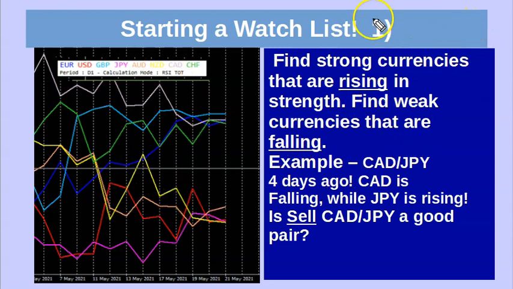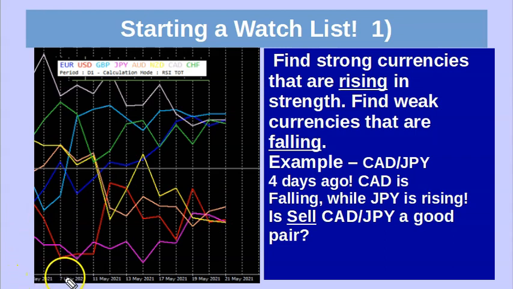Okay, so the very first thing you can do is find the strong currencies that are rising in strength, and find the weak currencies that are falling. Now, when I say rising, this is what I mean. This is the euro. Follow this, guys. See how this line is rising? That is the euro. Now, an example of a falling currency, you can take a look right here. This yellow currency, which is New Zealand, you see it's come down, retraced a bit, came down, and it's kind of going sideways here. So that's the New Zealand dollar.